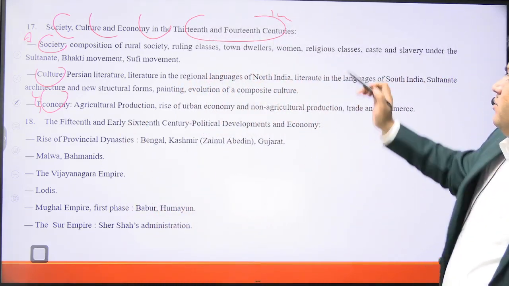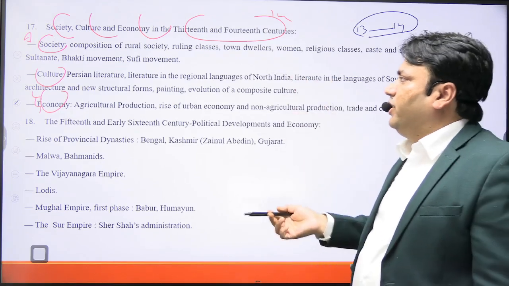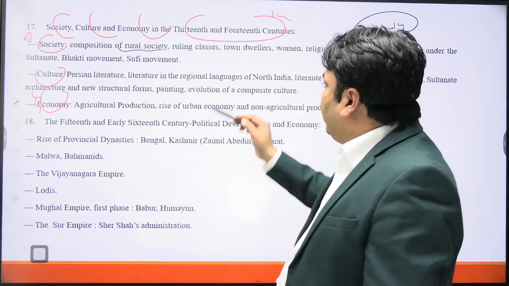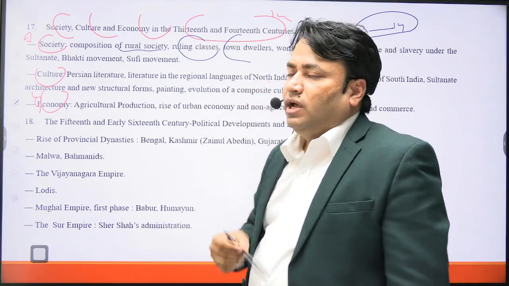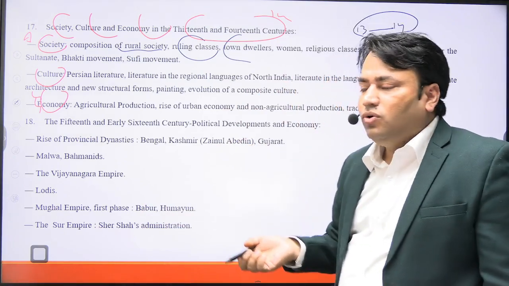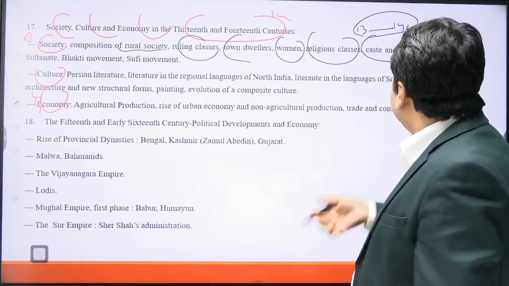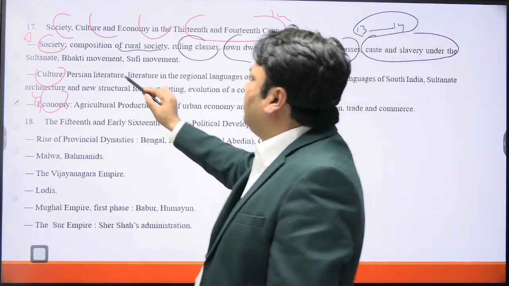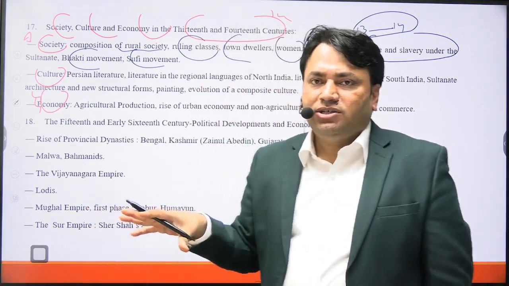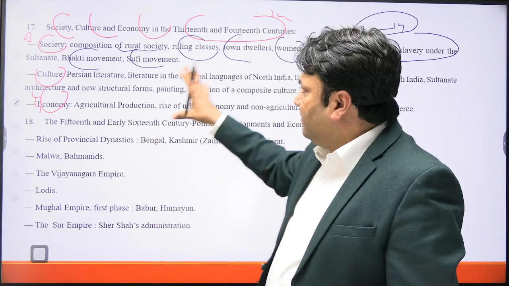In society, between the 13th and 14th century, you need to understand the composition and nature of the rural society. You need to know about the ruling classes, the life of the people living in the urban areas, that is the town dwellers, women, the religious classes, caste and slavery under the Sultanate, and the Bhakti movement and Sufi movement. All these are important developments, so in our foundational course we will cover all these topics as given in the syllabus.